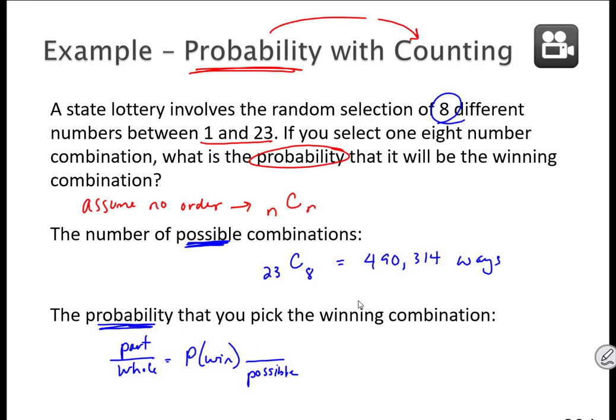But how many ways is there to win? One. One out of all those possibilities. So your final answer is just going to be 1 out of 490,314. We're not going to give you anything more complicated than that at this point. We're just asking you to use your skills of counting along with the skills of simple probability.